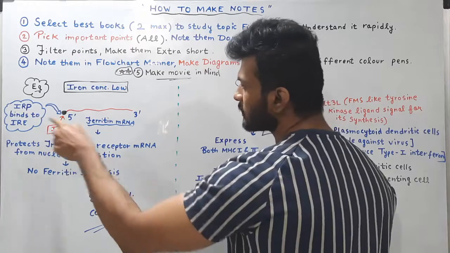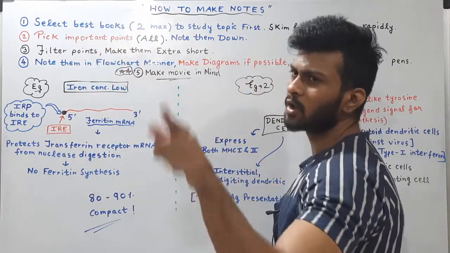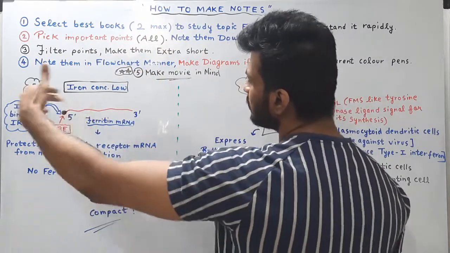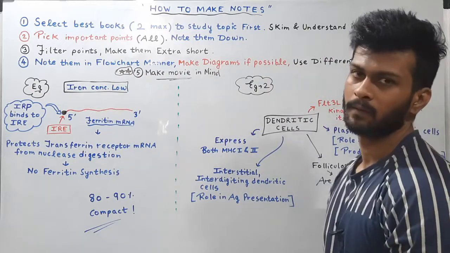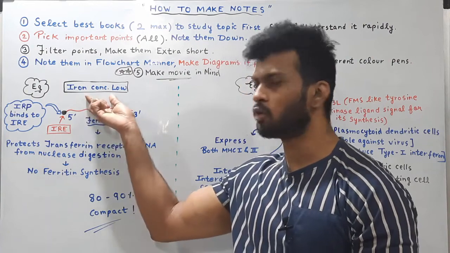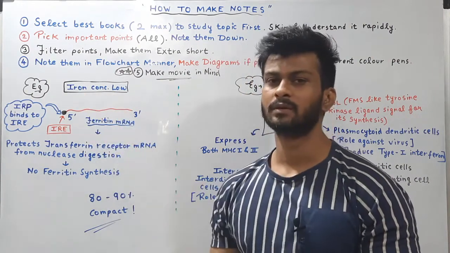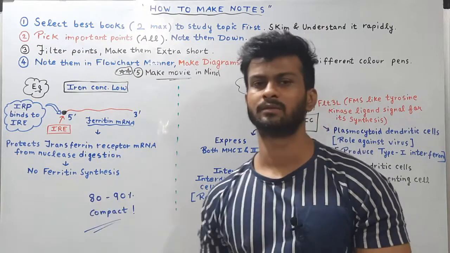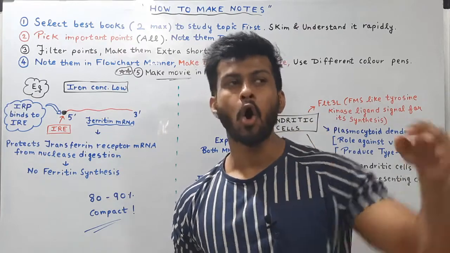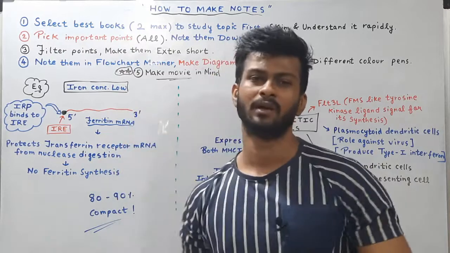Why? Because IRP is binding to IRE, due to which the 5' to 3' exonucleases or nucleases will not be able to degrade this mRNA in 5' to 3' direction. And when iron concentration is low, then ferritin mRNA translation will be repressed, because there is no ferritin protein synthesis. So you can smartly design such content that all the questions can be covered from your shortest notes.